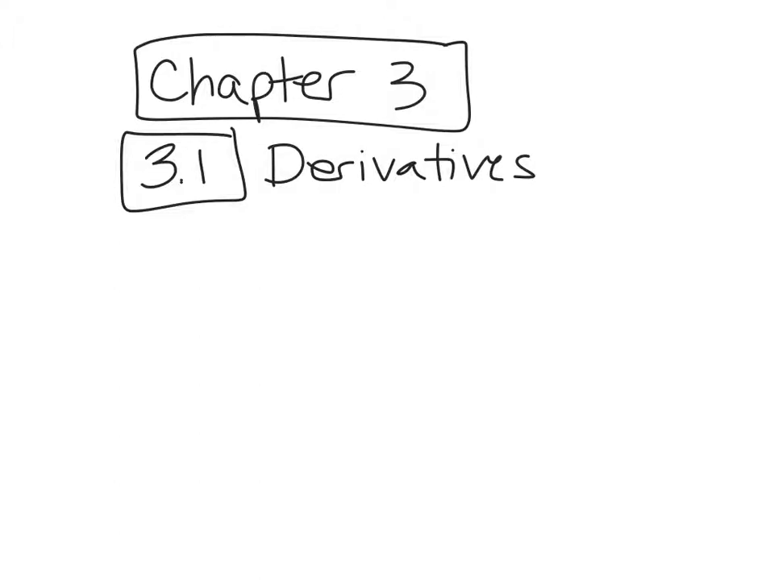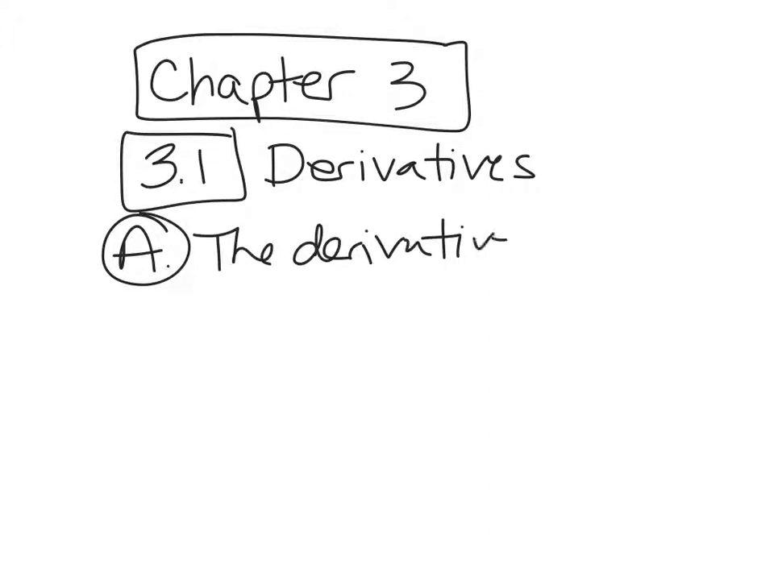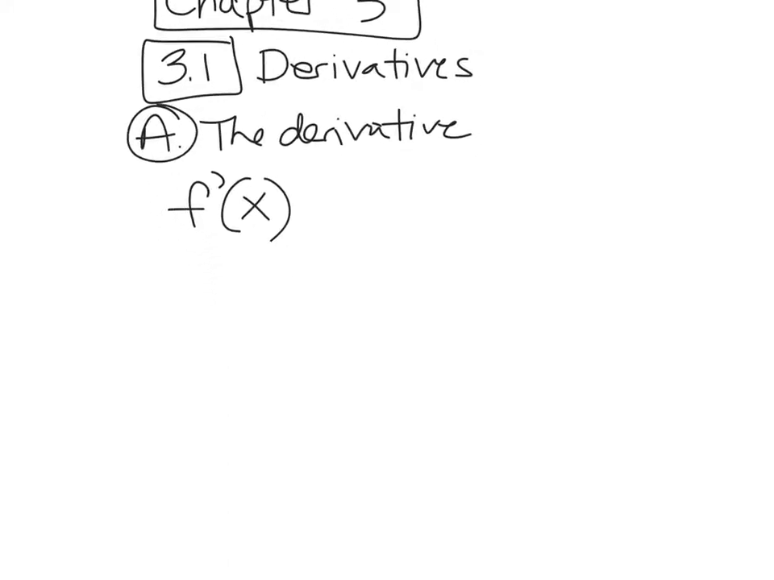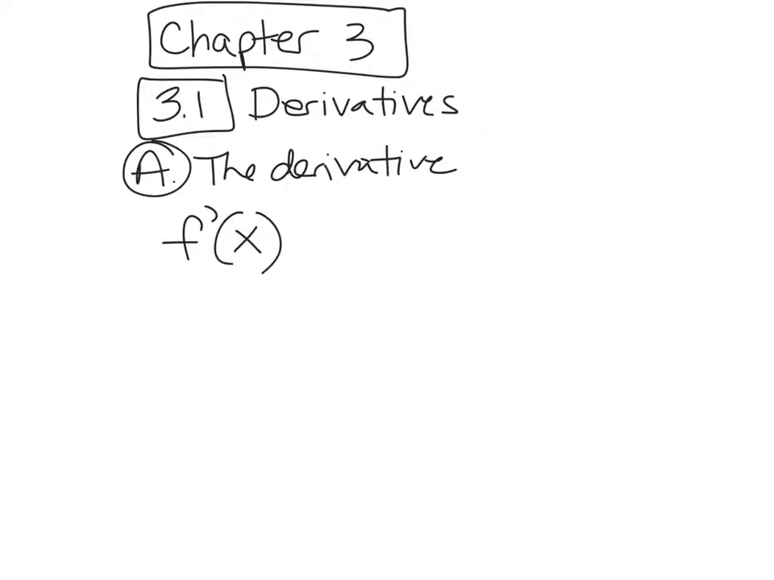Here we go. First thing, letter A. All right, here's what the derivative is. The derivative. You've already done it, which is exciting. The derivative looks like this, f prime of x. So if we have a function and we want to find the derivative of it, the derivative is called f prime of x. Some people also call it y prime. Another way to write it would be dy dx.